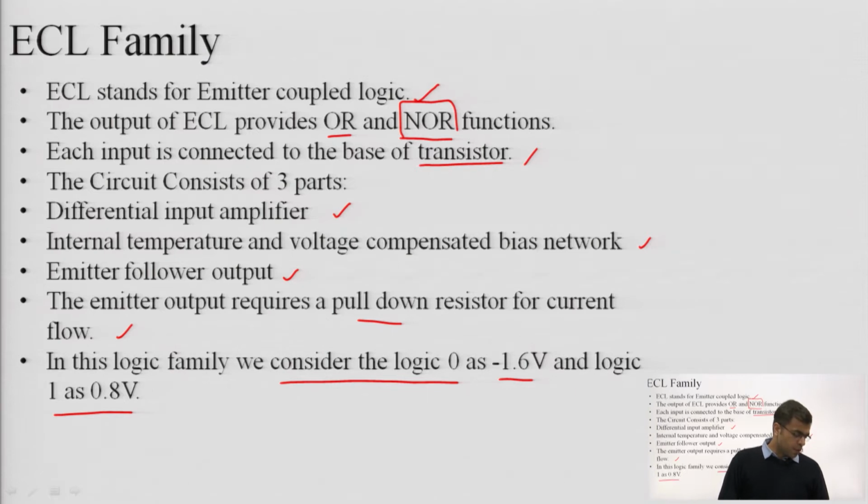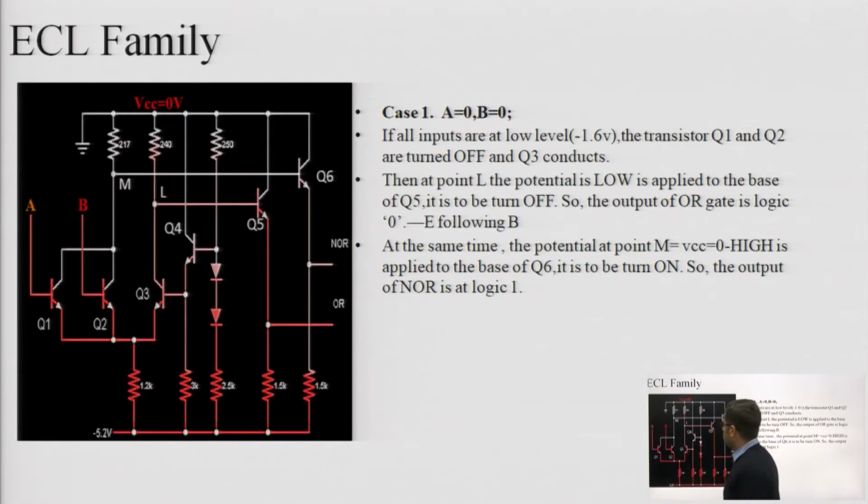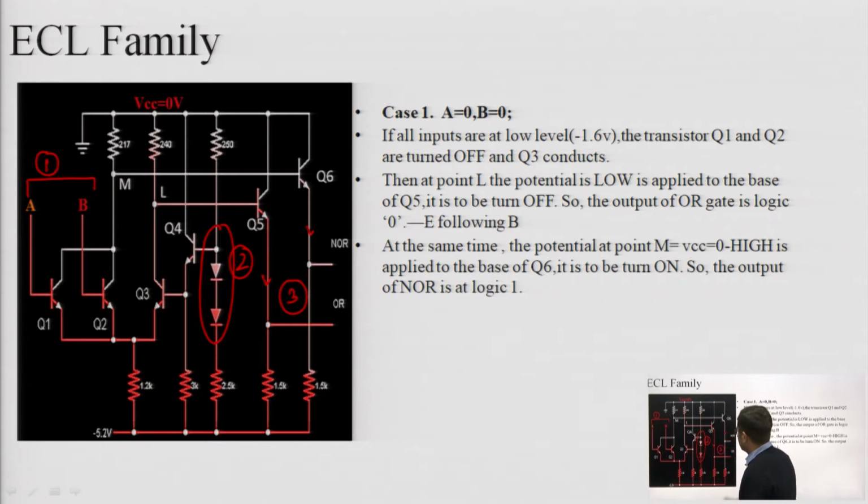Now let's move to the actual circuit of the ECL logic family, in which we will first mark these three parts: first the differential pair, then the compensation network, and third the emitter follower output. So this A and B is the differential pair, then this diode arrangement is the compensation network, and this is the emitter follower output. These are the three sections of the circuit: 1, 2 and 3.